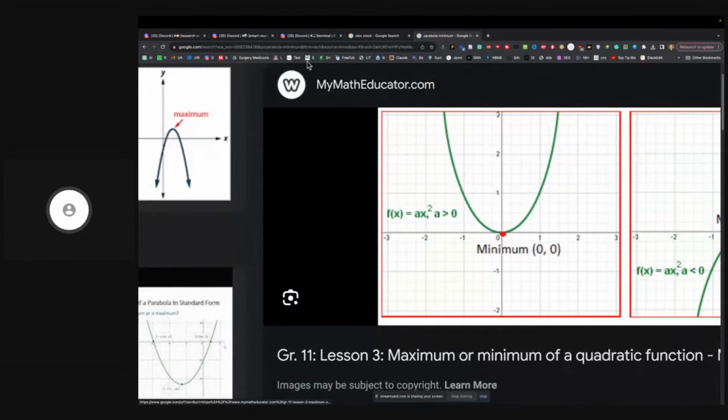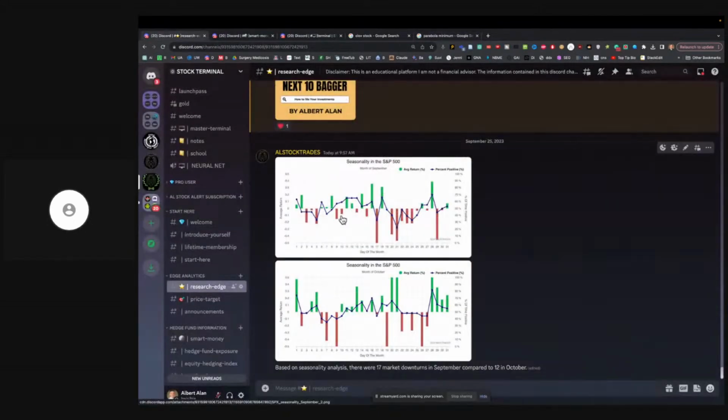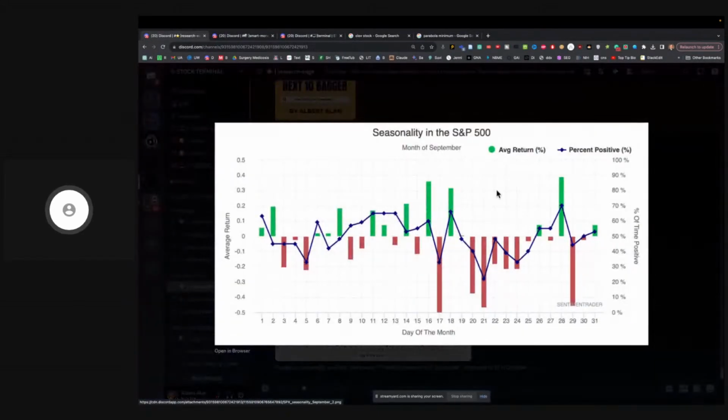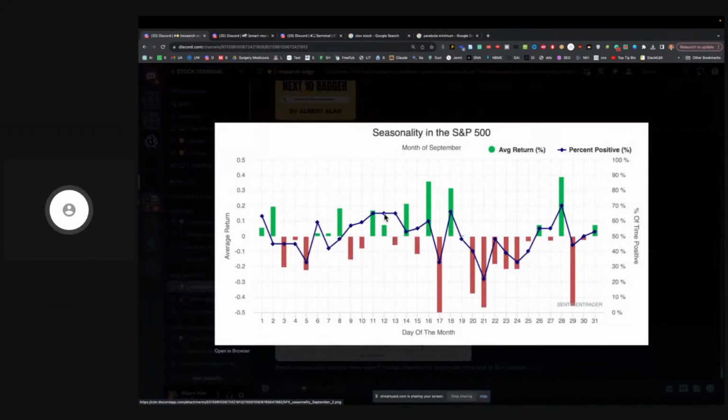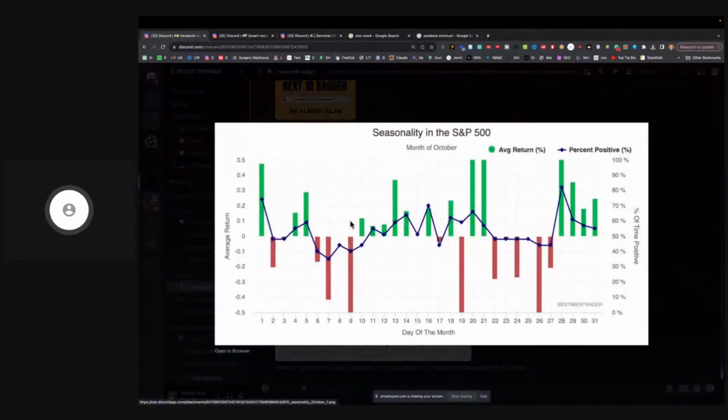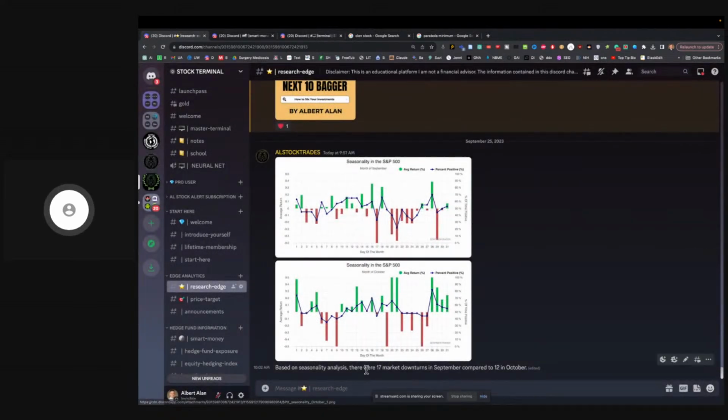Now let's go ahead. We talked about this. Let's take a look at seasonality really quickly. As you can see in the month of September, this looks at all the months of September since it takes like 150 years in the market. And you can see there's a lot more red days in September than there are in October. If you look at the high days, the high days in October are a lot higher than the high days in September. But if you were to count the low days, there were 17 market lows in September versus 12 in October.